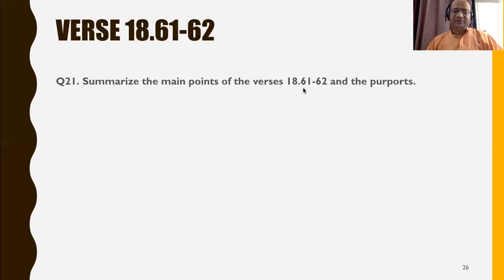Summarize the main points of verses 61 and 62 and the purports. So 61 and 62 are the verses where we start discussing Ishvara sarva bhutanam hriddeshe Arjuna tishtati bhramayan sarva bhutani yantra rudhani mayaya. And then tameva sharanam gaccha sarva bhavena bharata, tat prasadat param shantim sthanam prapsyasi shashvatam. So would any brave soul like to attempt this?